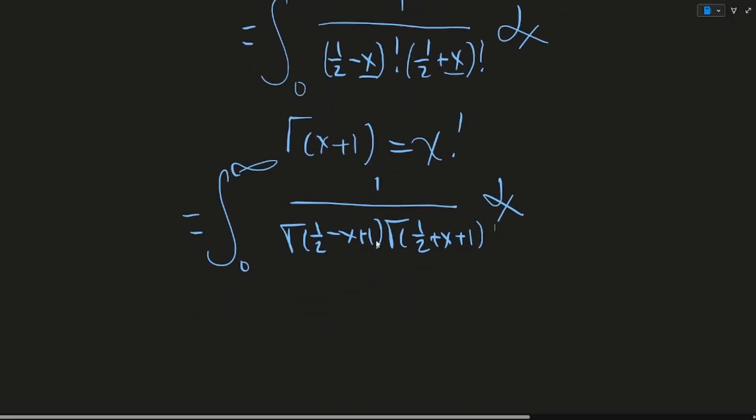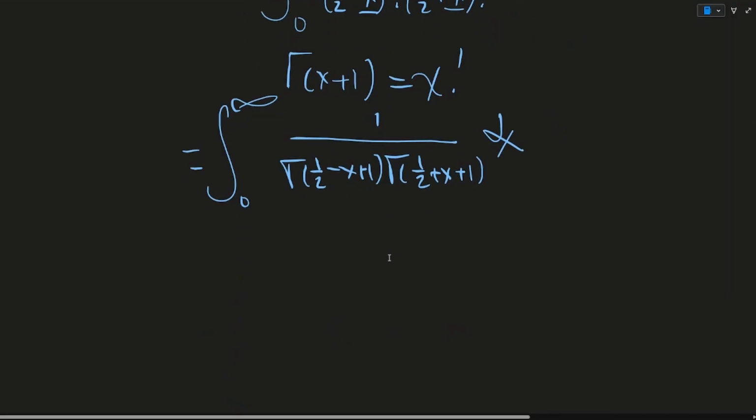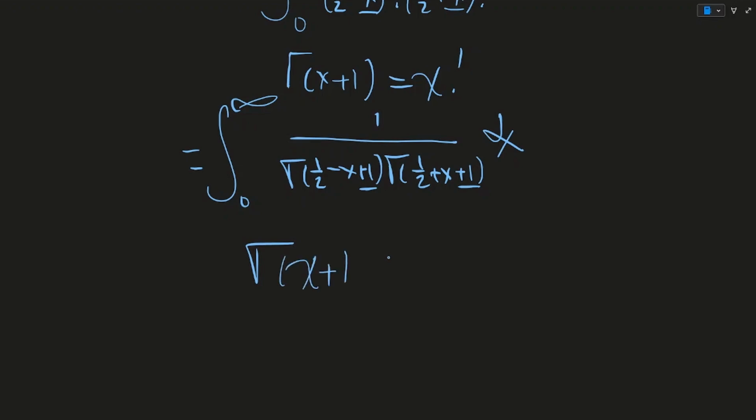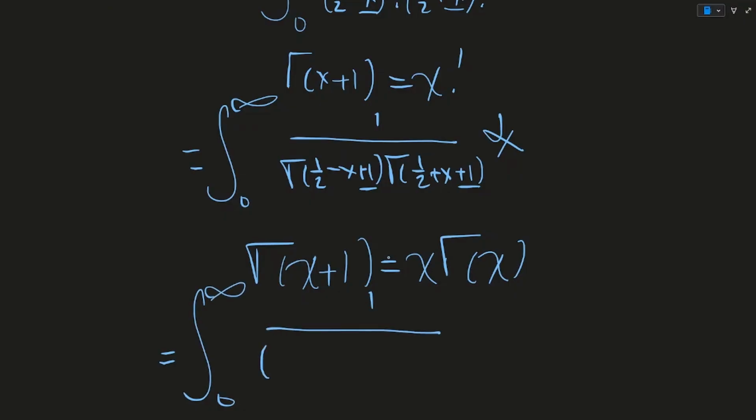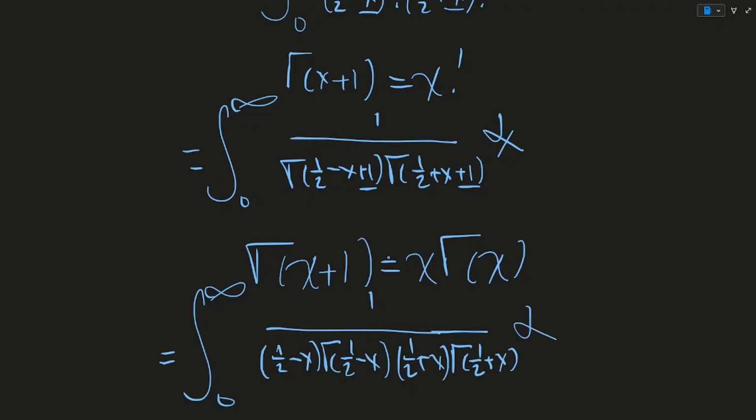But we still need to simplify this a bit further before we can do anything with it. So notice how we're adding 1 to each expression within the gamma. We can make use of the gamma function's recursive property, which tells us that gamma of x plus 1 is equal to x times gamma of x, to simplify this expression down. And so we get the integral from 0 to infinity of 1 over (1/2 minus x) times gamma of (1/2 minus x) and (1/2 plus x) times gamma of (1/2 plus x) with respect to x.